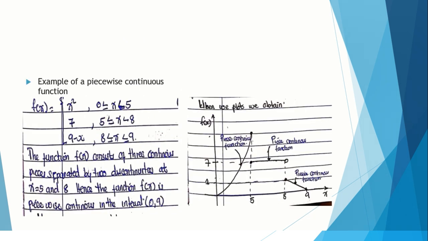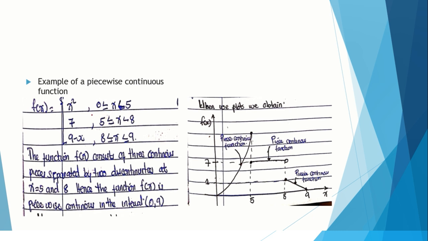So let's take an example to widen our mind on what a piecewise continuous function is. If we have a function f(x) equal to a series of equations, where our first is f(x) equals x squared for the interval 0 less than or equal to x less than or equal to 5. It means that for this interval, the function f is continuous.